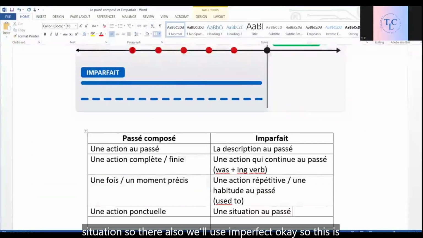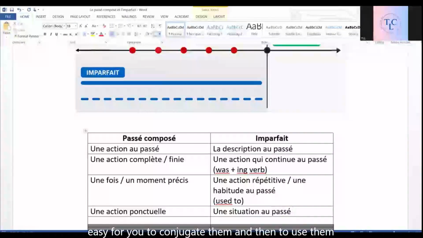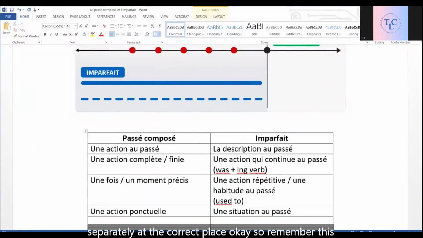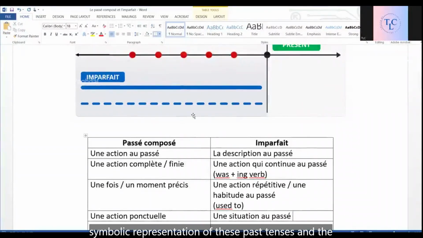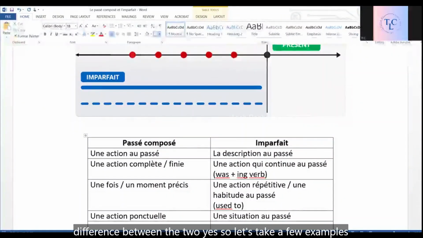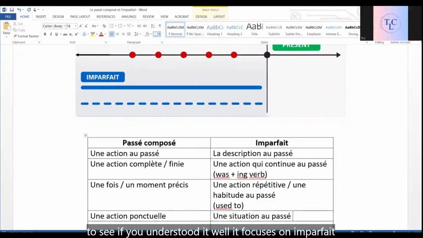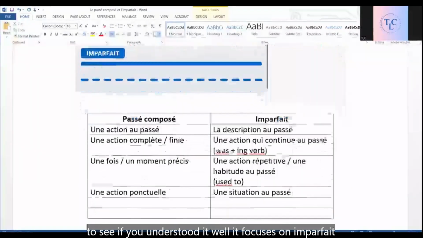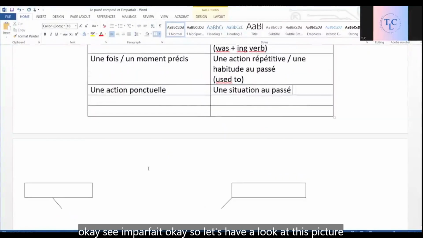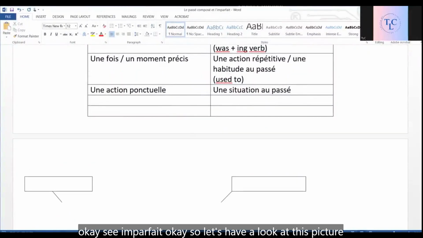Okay. So this is what you should know. If this is clear, then it will be very easy for you to conjugate them and then to use them separately at the correct place. Okay. So remember the symbolic representation of these past tenses and the difference between the two. Yes. So let's take a few examples to see if you understood it well. It focuses on imparfait. Okay, so let's have a look at this picture.